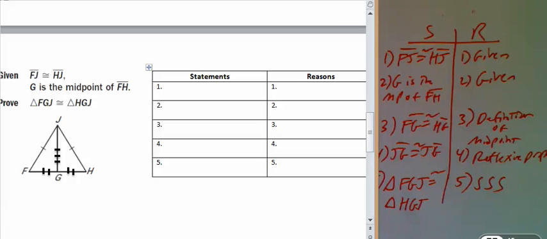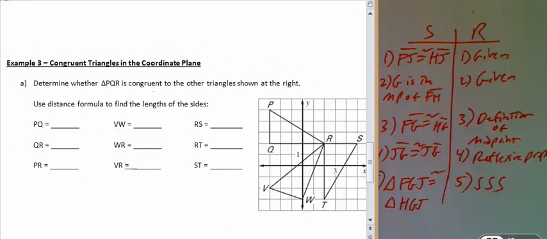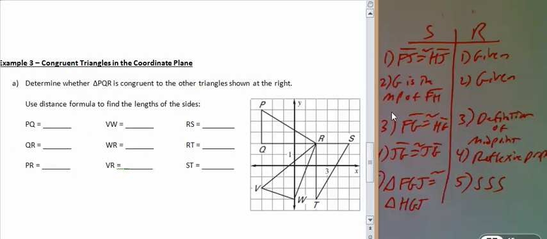Okay? And the last type of example you're going to see is more familiar, I would assume, because it deals with coordinates. And all you have to do here is literally find all the lengths. So determine whether the triangles are congruent, or if there are any triangles that are congruent to PQR. You just simply need to get all the lengths. So you would literally count PQ because it's just vertical. QR you can count because it's just horizontal. And then how would you do PR? We'd have to use the distance formula for that.